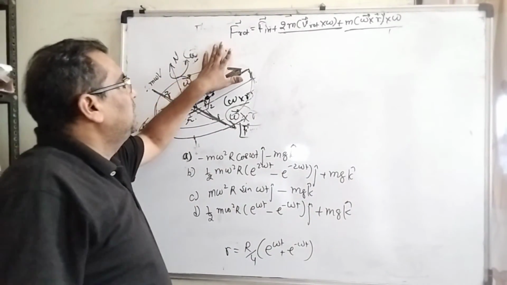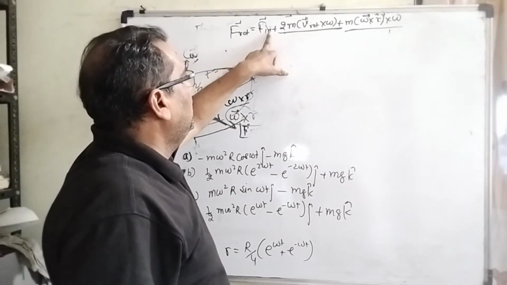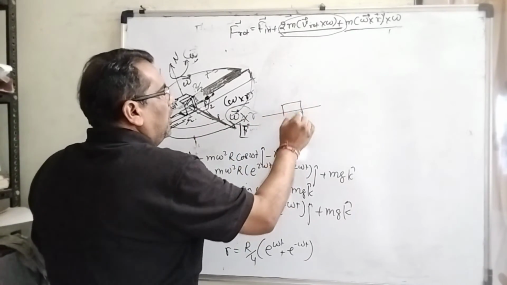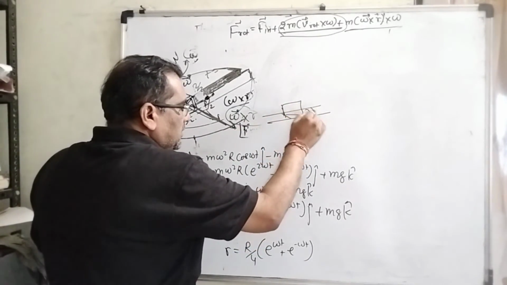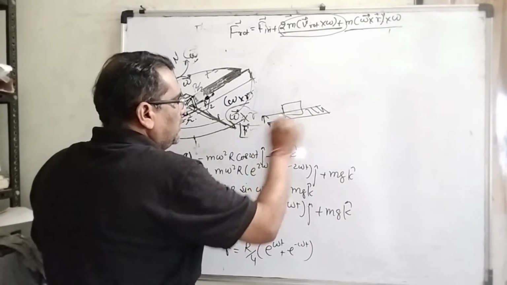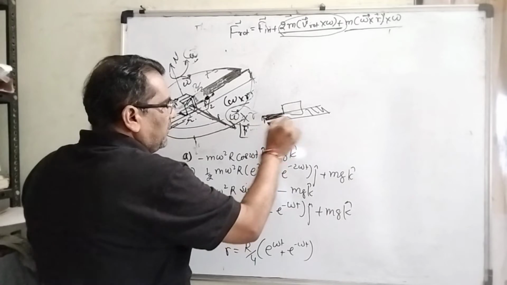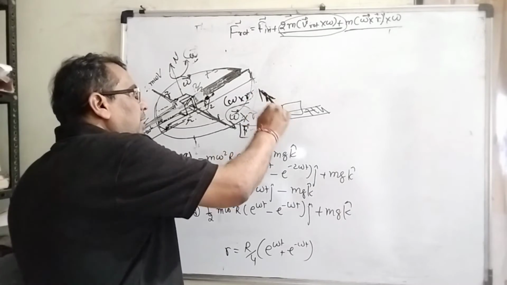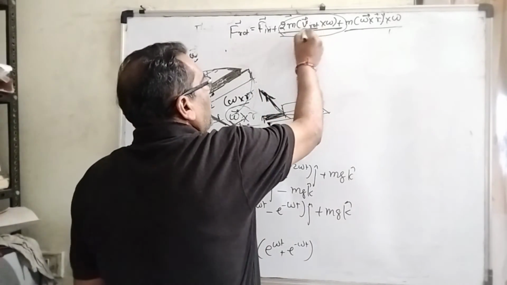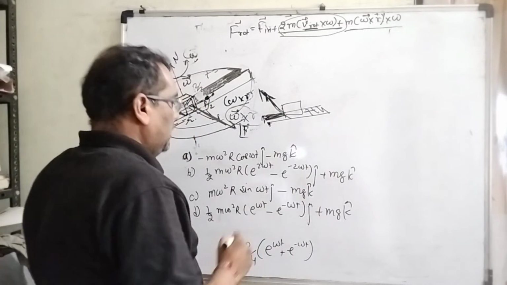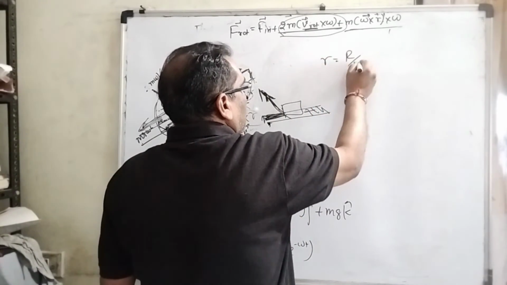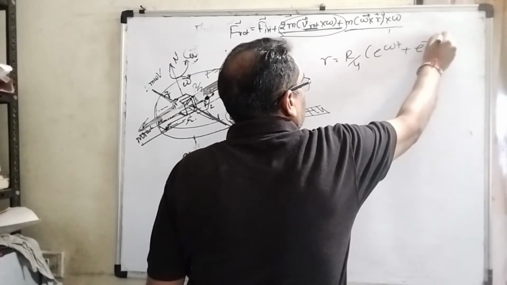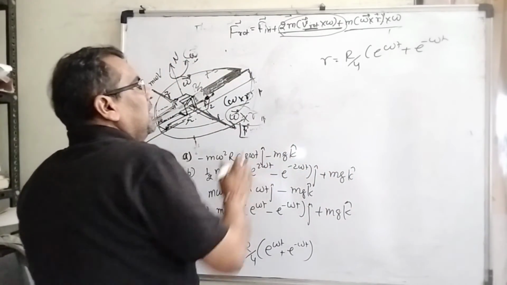As already given, F rotational, F inertial, and this is the Coriolis force. It means when this block is moving in between this slot, at that time the vertical surface applies this force and its direction is perpendicular. So here we have to find out V rotational. You have been given r equal to capital R by 4 into e raised to power omega t plus e raised to power minus omega t.